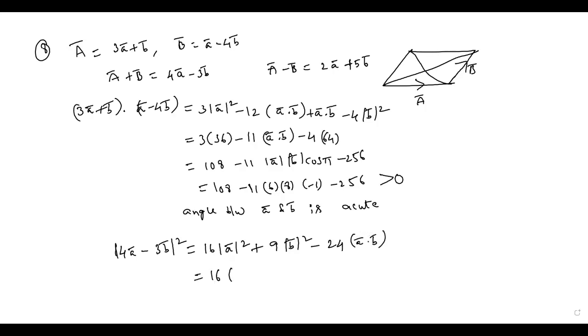16 mod A bar square, how much? 36. 9 into mod B bar is 8, given already in the question. Minus 24 into mod A bar, mod B bar. Now I'll take the value. The condition wise here we can simplify now. Now what are the terms we will get? Basically the anti-parallel values.